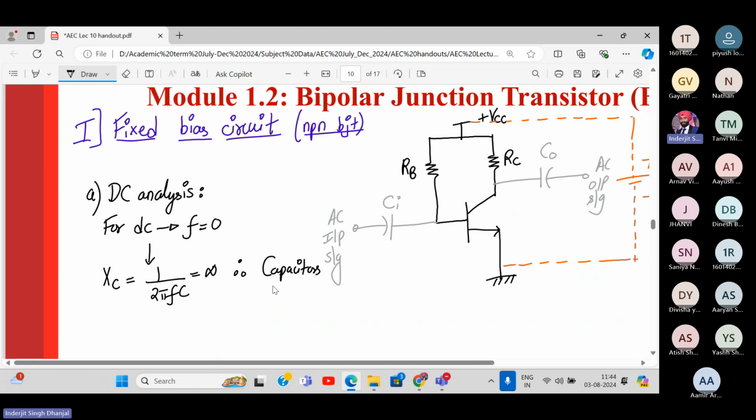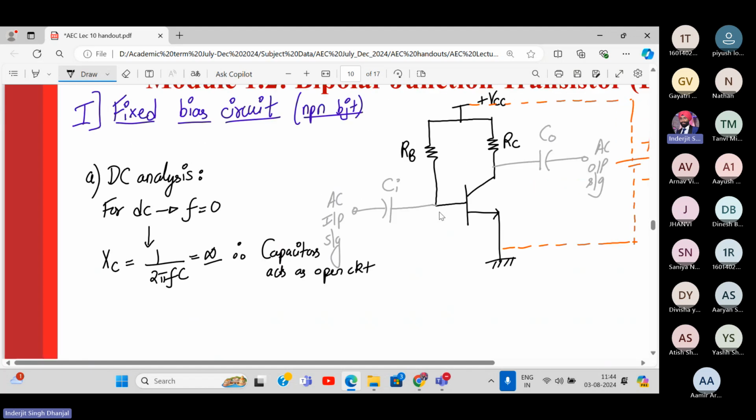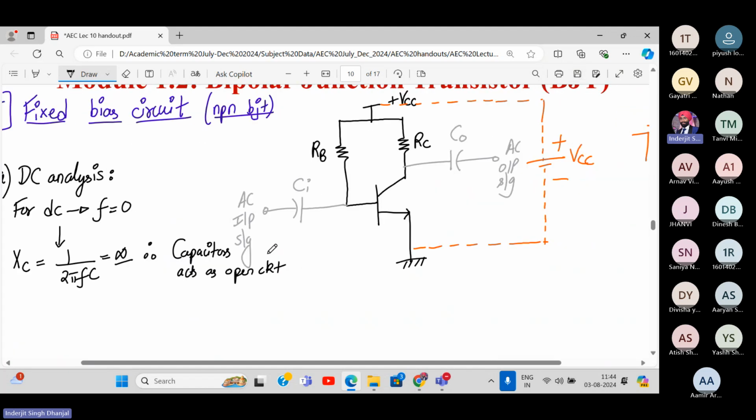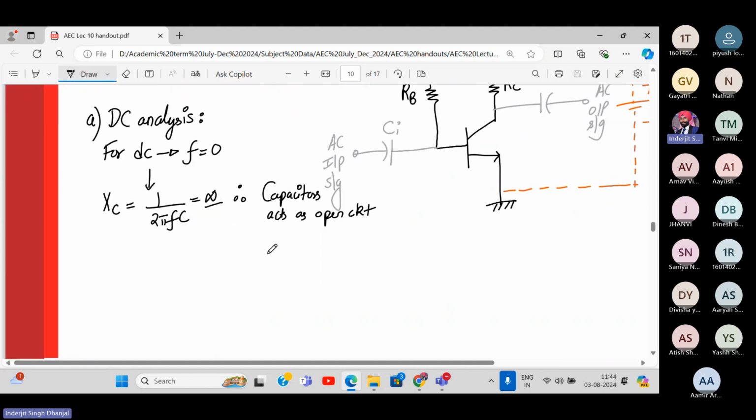Therefore, the capacitors present over here, capacitors CI and CO, act as open circuit because the capacitive reactance is infinity. For DC voltage, frequency is zero, capacitive reactance is infinity. Therefore, these capacitors act as an open circuit. Okay, so we have left out with the circuit only, the main circuit only. All right. Are you following? Yes or no?